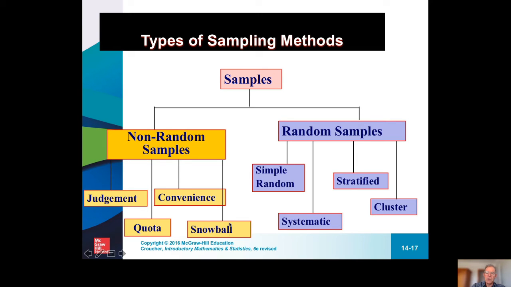Snowball is all about, we're doing a survey, and at the end of the survey we say, oh, by the way, could you recommend somebody else that might be interested in our product? And so you're snowballing off, you're rolling off the previous client to pick up your next sample. It's certainly not going to be a random sample. It's drawing you to a particular type of person.